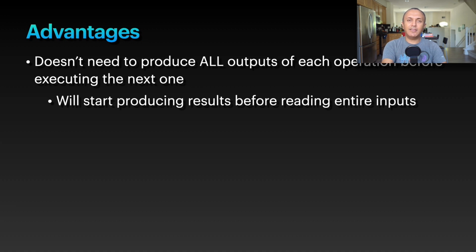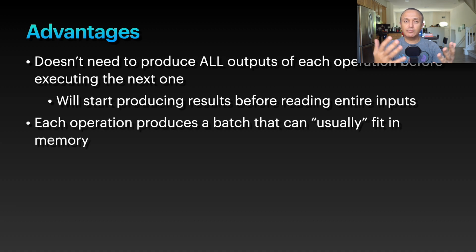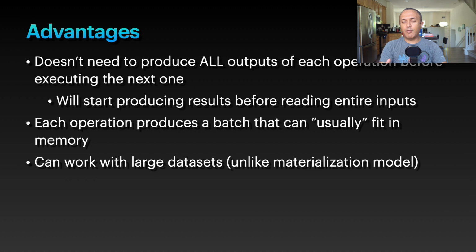So in this case, it's better than the materialization model in that sense. Each operation produces a batch, which can usually fit in memory. Again, you control that by controlling the batch size. So again, this avoids these huge intermediate results that we used to deal with in the materialization model. So those are smaller, which means that usually they can fit in memory. It can work with large data sets. Remember, the materialization model had a problem with large data sets because the intermediate results would have been too big. Now, controlling that batch size enables us to work with large data sets. You'll just have to have more batches, that's all.